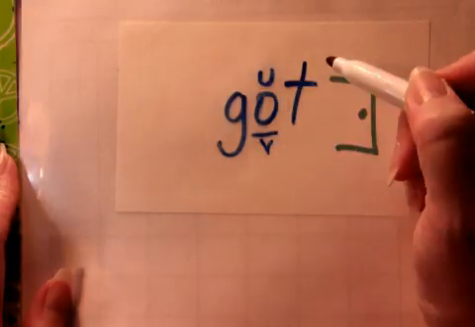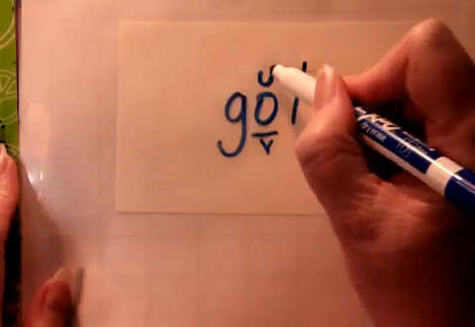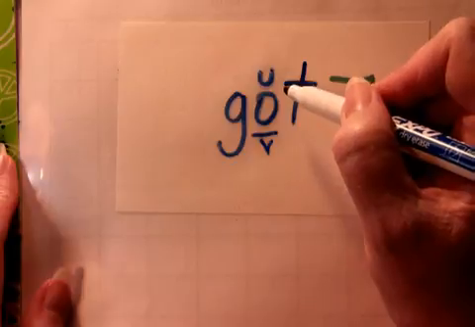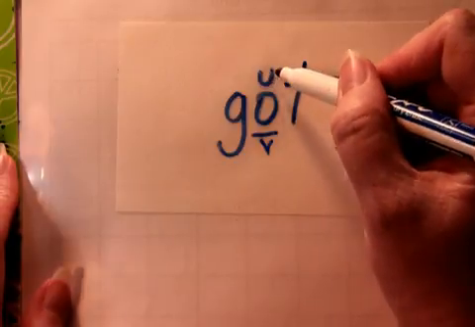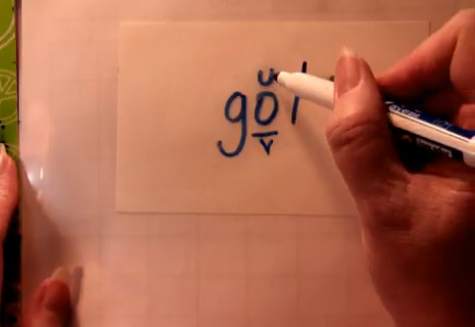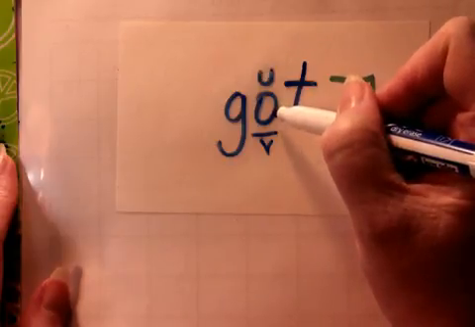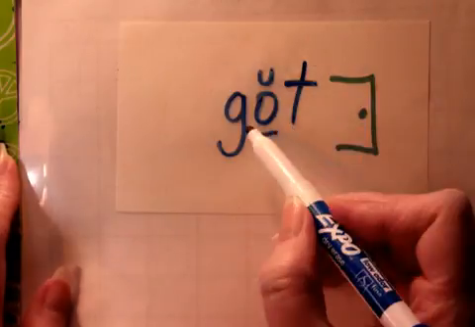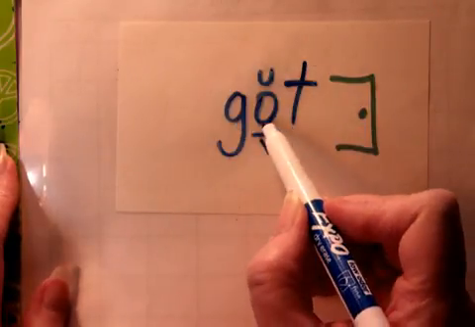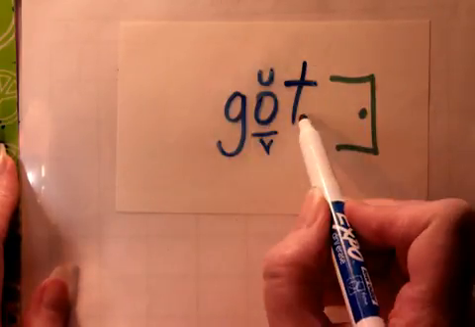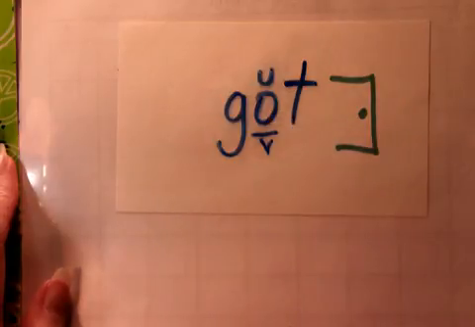It's kind of like a U-turn. He can only go a short way. This is called a breve. It's the short sound. The short sound for this letter is ah. So now when I sound it out, g-ot, got, I know what that vowel sound is supposed to be.